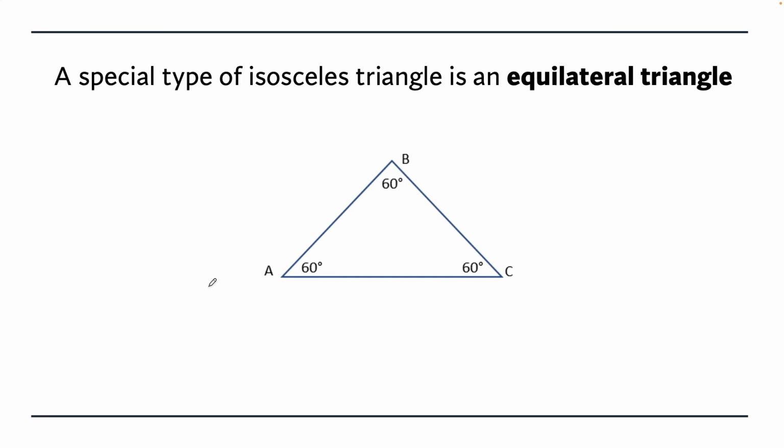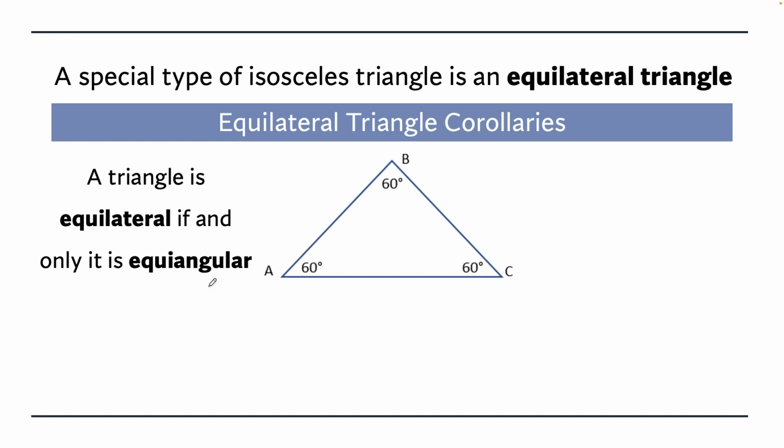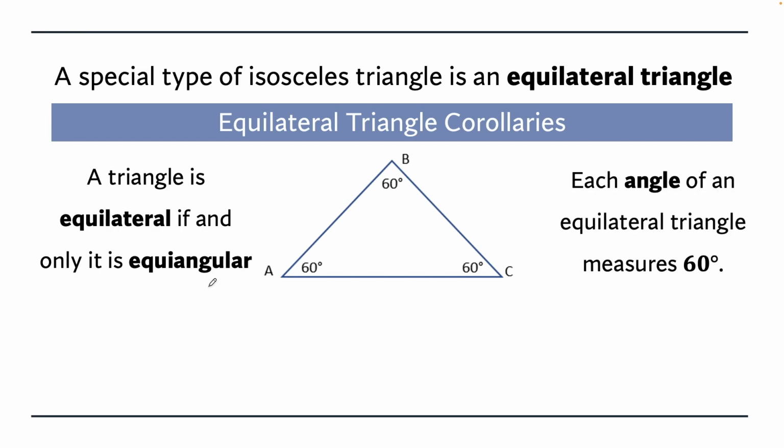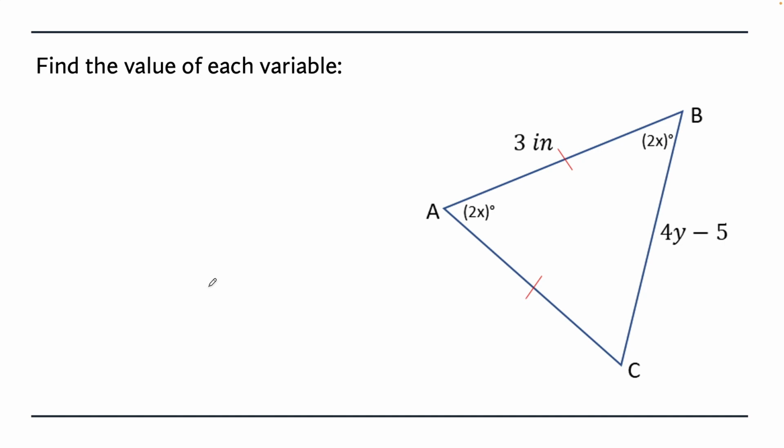A special type of isosceles triangle is an equilateral triangle. And we have some special information in regards to equilateral triangles. One is that a triangle is equilateral if and only if it's equiangular. We also know that each angle of an equilateral triangle measures 60 degrees. All right, so basically, if all the sides are the same, all the angles are the same, and all the angles are 60 degrees. So let's use that information now to see if we can solve this problem.